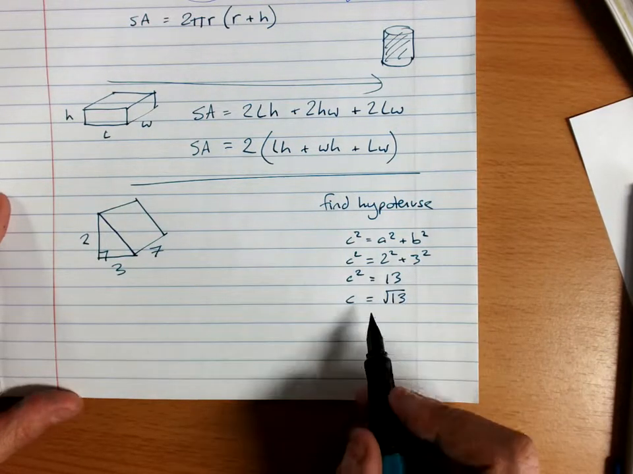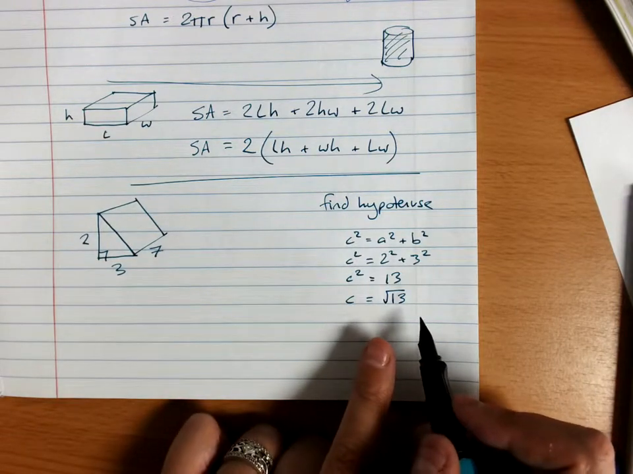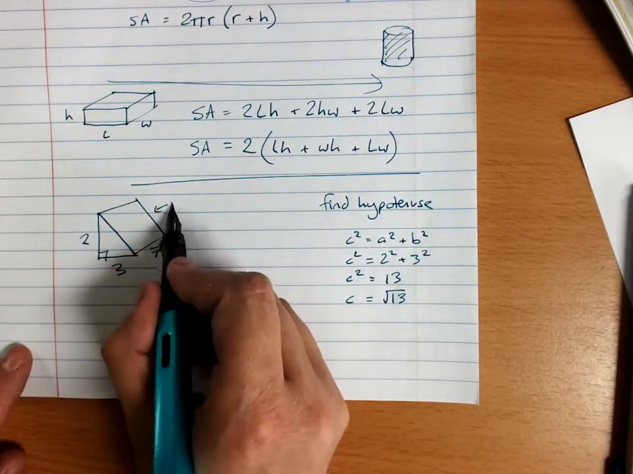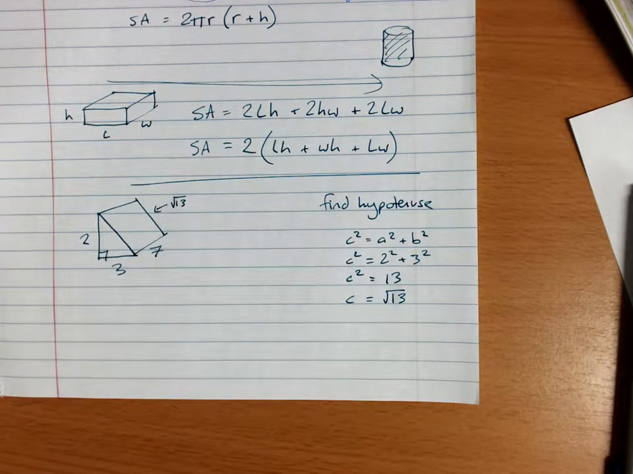Square root of 13. Don't go rounding this here. Just make this the square root of 13 and use that in your calculations. Because why? It's correct. It's exact. If you round and then you round again, you can build in error.